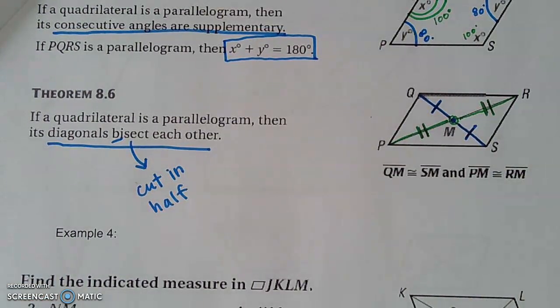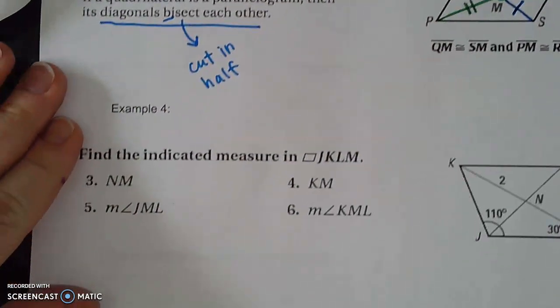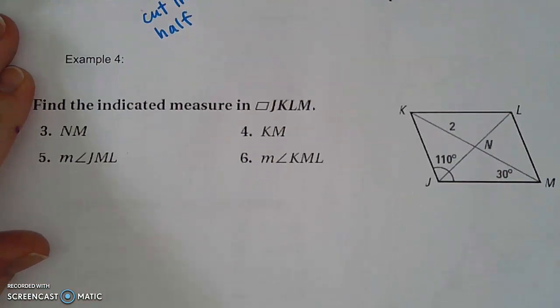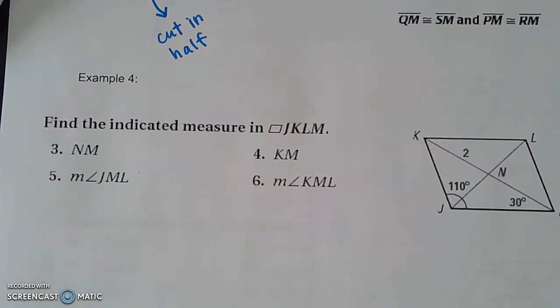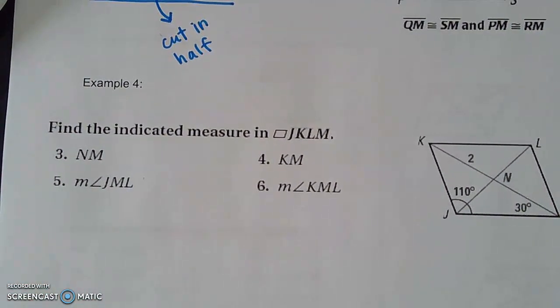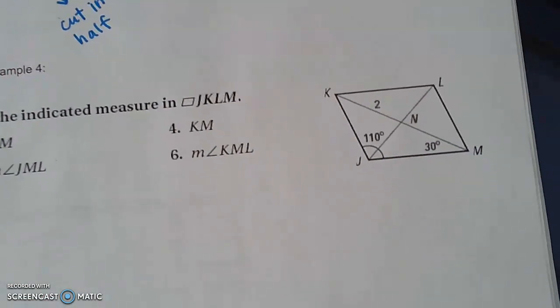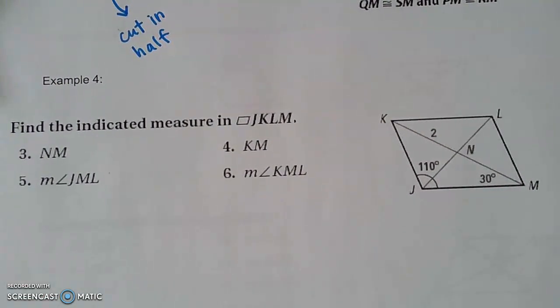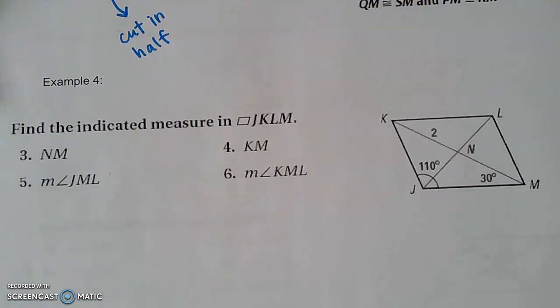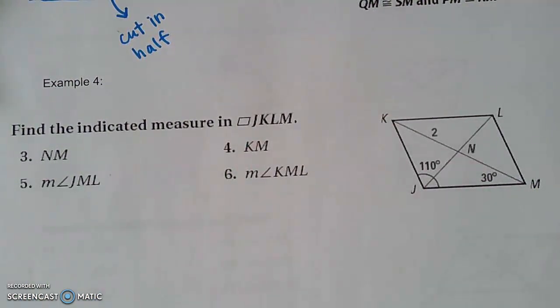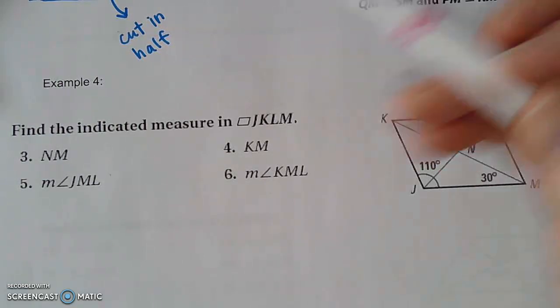Okay? So with this lesson, we just have one more practice problem. The practice problem is giving us a bunch of angles and sides in this parallelogram, and it's asking us to find some of the specific pieces. The only things I see given to me are a 2, a 110 degrees, and a 30 degrees. So we're going to use these to help figure it out.